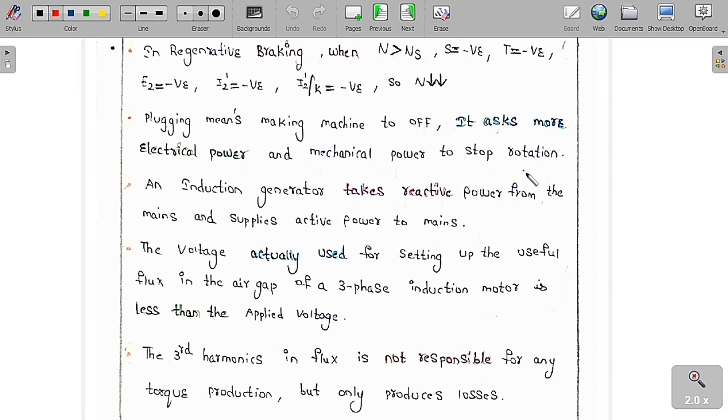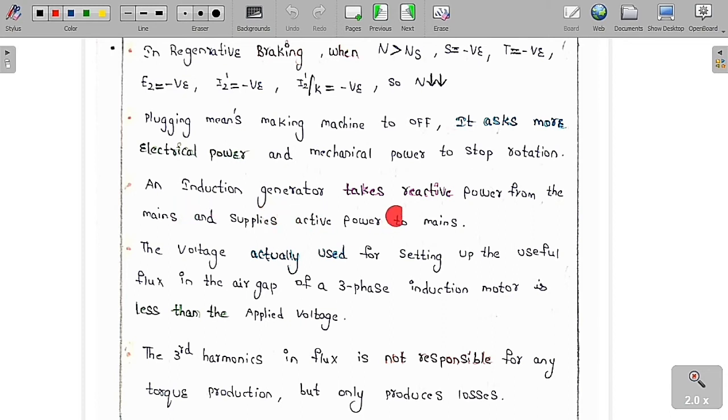During plugging, a huge amount of electrical power is needed, because the RMF is opposite to the rotor. Whatever overall energy is going to be consumed by the rotor, the rotor should have this much capacity to accept that energy. Therefore, it is asking for more electrical power and mechanical power to stop the rotation.